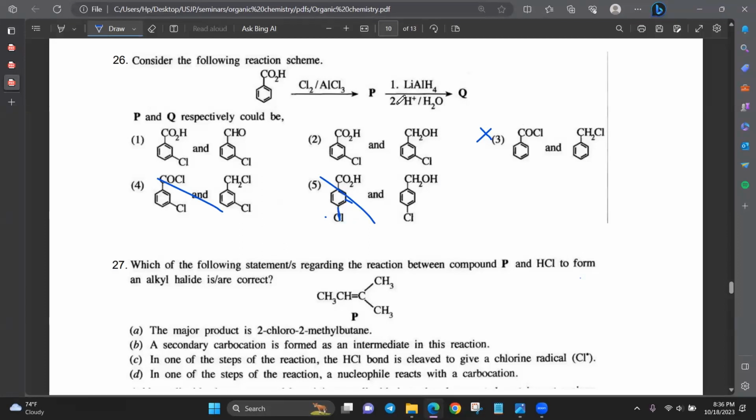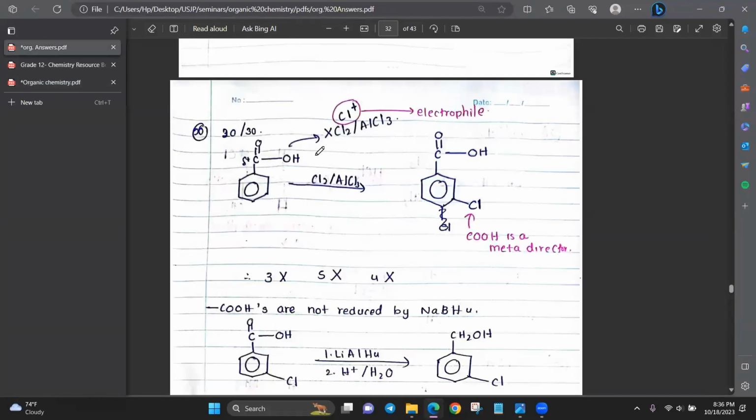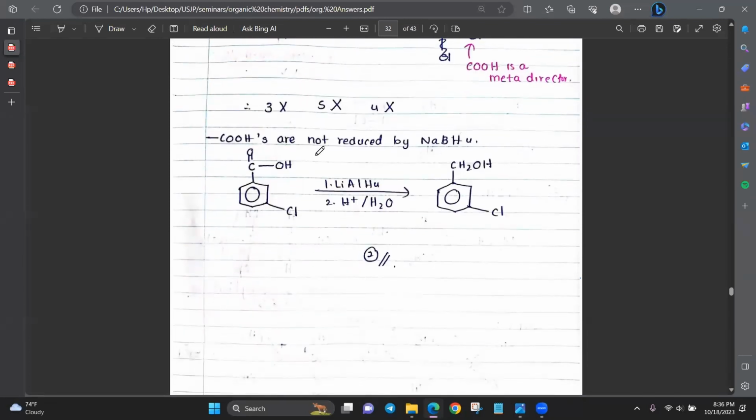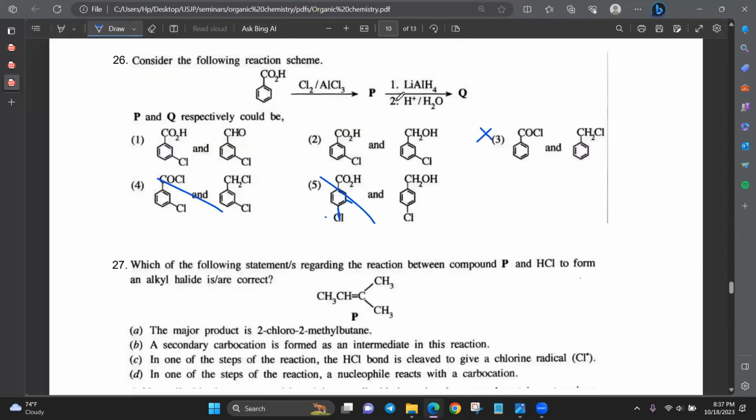Now we have to go to the Q. For this compound, we are adding lithium aluminum hydride and H plus H2O. That means what? A reduction is taking place, right? Carboxylic acids are not reduced by sodium borohydride. But now we are adding lithium aluminum hydride. So with lithium aluminum hydride, it will get reduced and it will form primary alcohol. Chlorine will not have an impact with this reducing agent. So it will remain as chlorine, and this is the compound that is formed, and that is our Q. So this is the answer number 2, right?